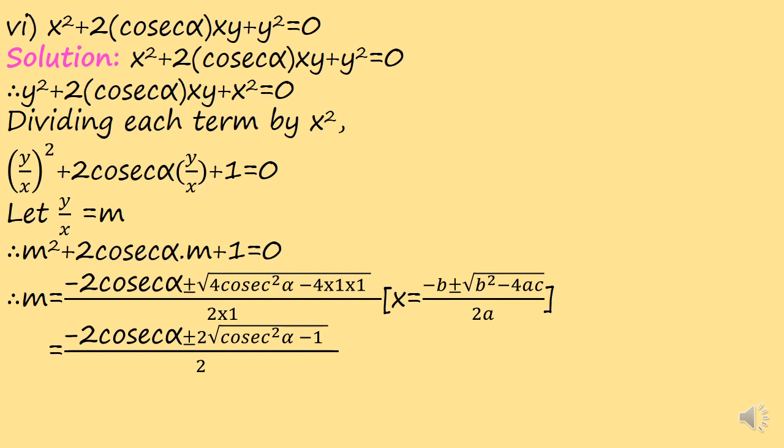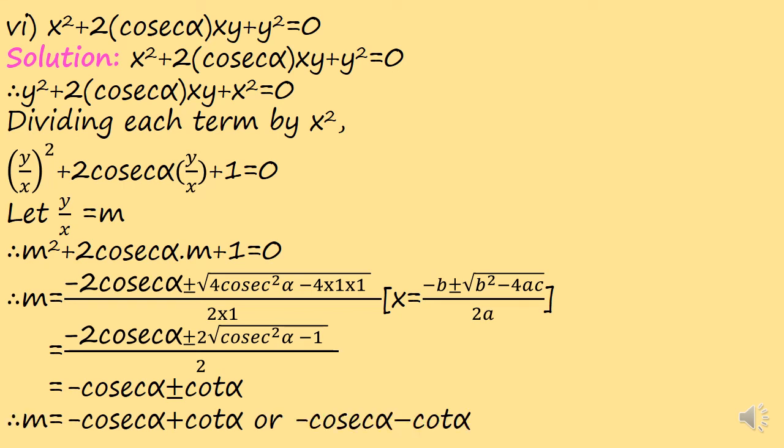So thus this becomes minus cosec alpha plus or minus cot alpha. Remember, 2 which is common in the numerator and the denominator is cancelled, and cosec square alpha minus 1 has been written as cot square alpha. From the root sign it comes out, so it is cot alpha now. Pause the video if you want and get it properly in the mind. Thus, m is either minus cosec alpha plus cot alpha or minus cosec alpha minus cot alpha.